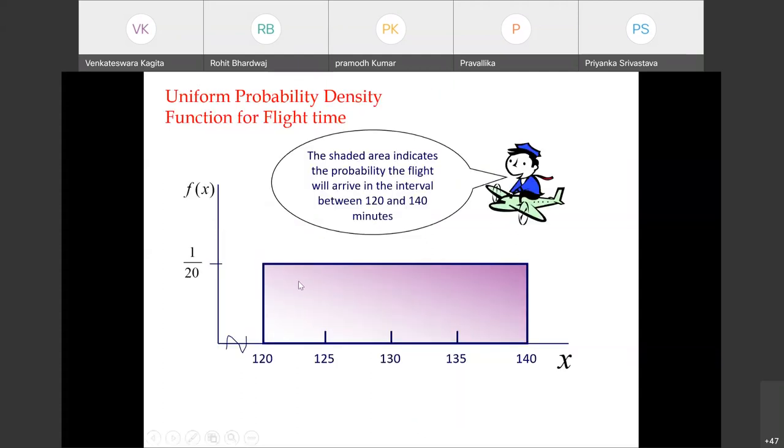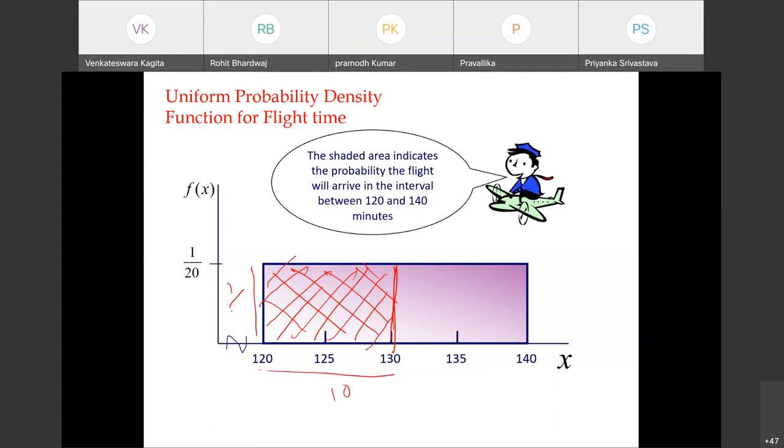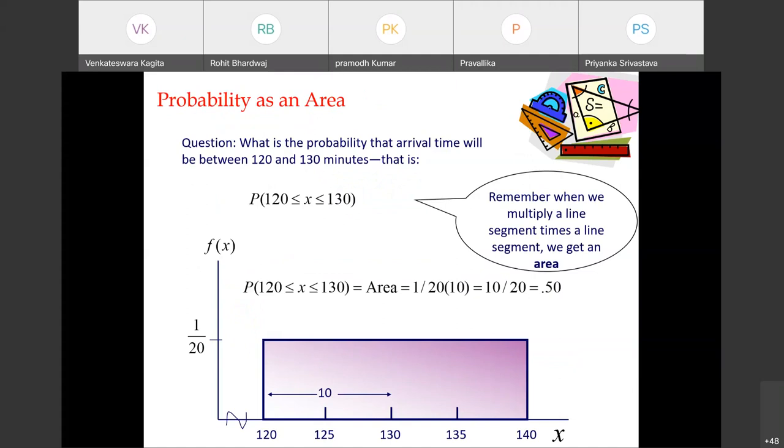So this is the area that indicates the probability that the flight will arrive in the interval between 120 and 140 minutes. Suppose you are interested in knowing the probability that the flight will arrive between 120 and 130 minutes. So you are interested in this area, isn't it? What is the area of a rectangle? You know that, right? This side is 10, and this is 1 by 20. So the area of this rectangle is 10 times 1 by 20, which is 1 by 2. That is how you get the probability that X takes a value between 120 and 130.